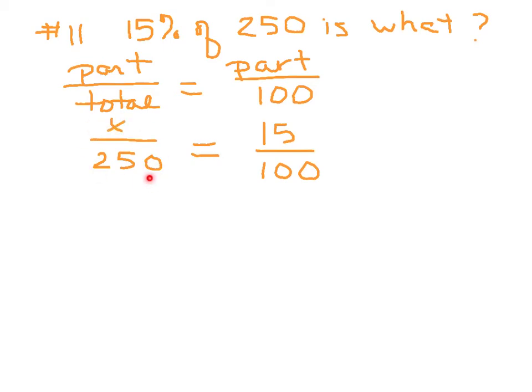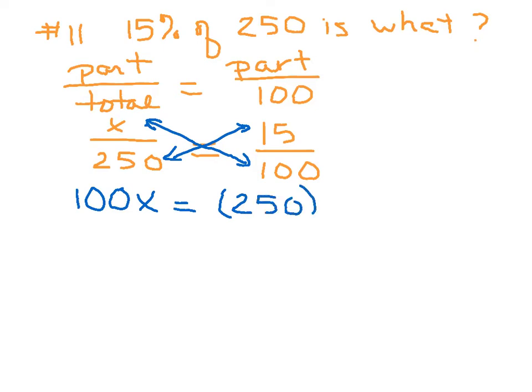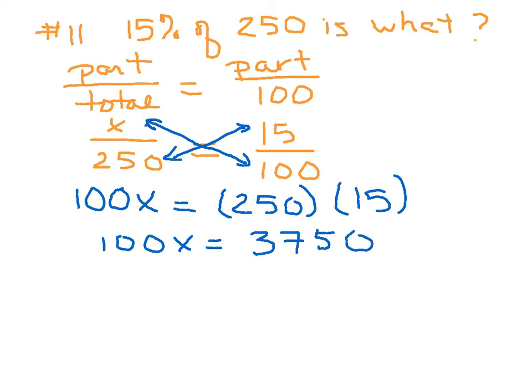Once again, single fraction, I can cross multiply. So let's go ahead and cross multiply. Oh, goodness gracious, that doesn't even look like a cross. So I have 100x is equal to 250 times 15. So I'm going to go ahead and take 250 times 15. I get 100x is equal to 3,750. I divide both sides by 100.